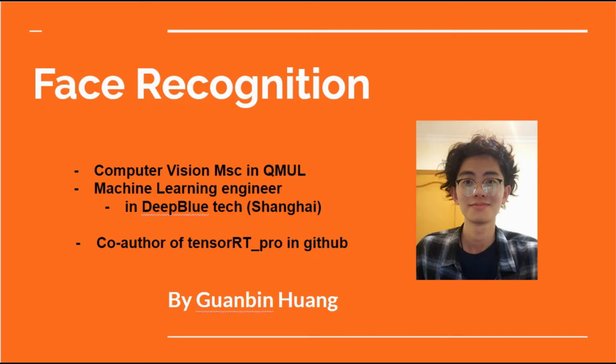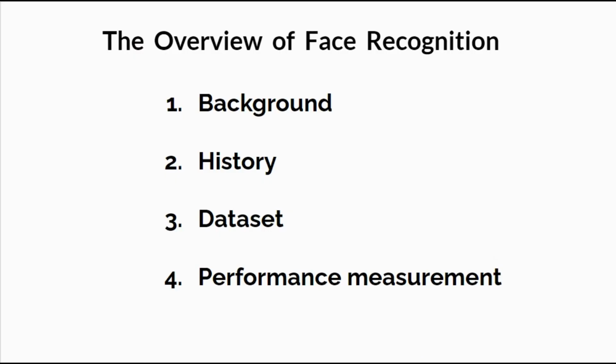Without further ado, let's go straight to the point. Let's talk about the overview of face recognition, and we will go through the following parts. First, we will talk about the background of face recognition, then the history, and the third is about datasets, so which dataset we are going to use for face recognition. And last but not least, we will talk about how to measure the performance of face recognition algorithms.